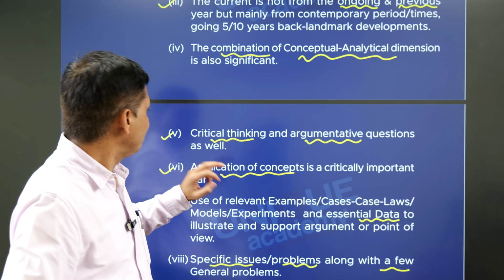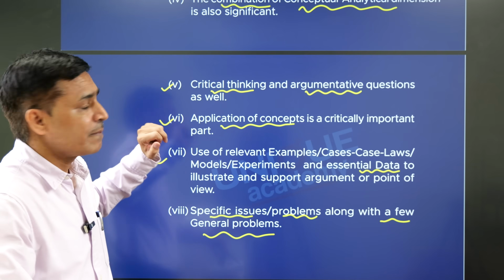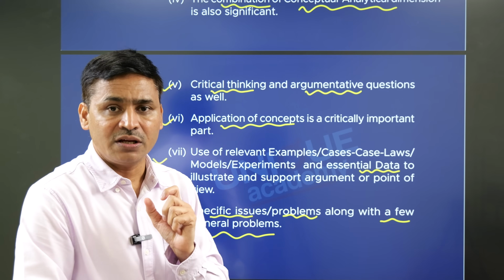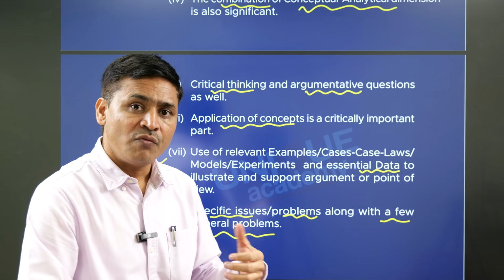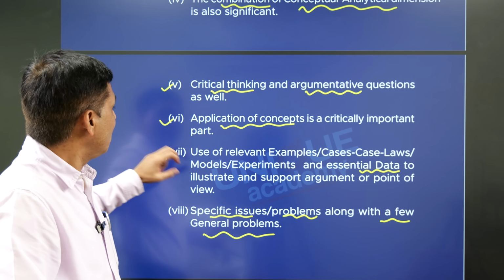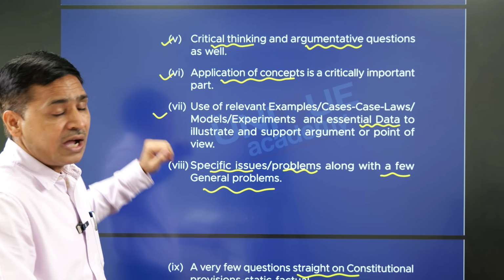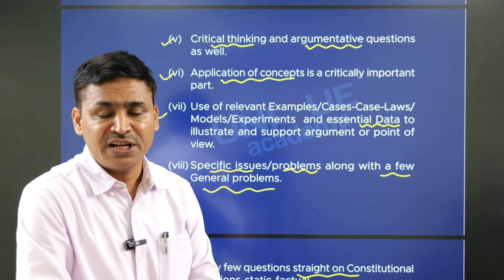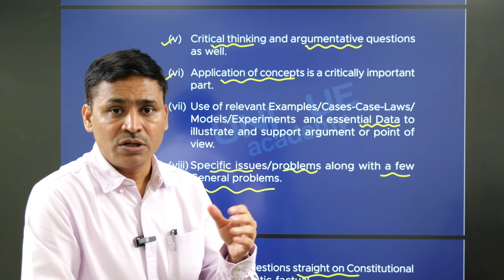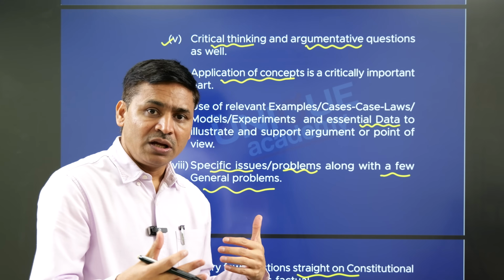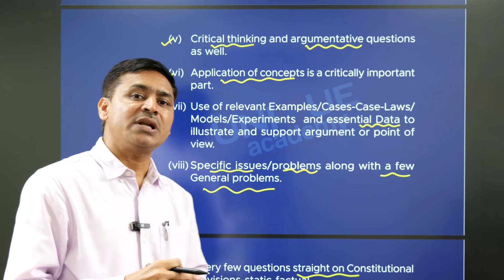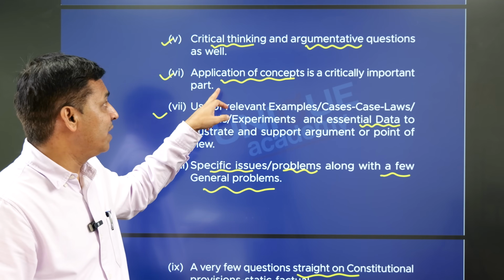Fifth one, undoubtedly, there are few questions which seek to cross-check your critical thinking ability and the ability to argue from this point of view or that point of view. So this is also important. Application of the concept, and the very specific question is the question on constitutional morality. So how can we apply that and have a balance between judicial independence on one hand and judicial accountability on the other hand? So application of concept.